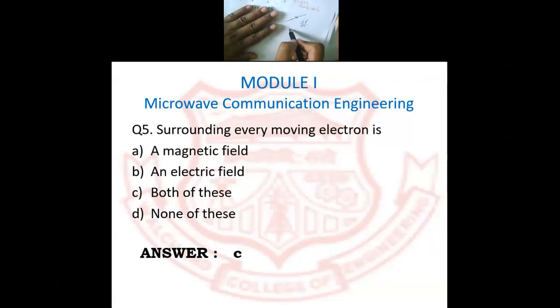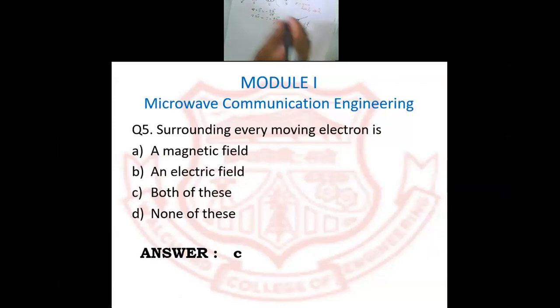We say that if the charge is static, there will be an electric field around it. And if there is a DC current, the charge is moving, a steady current, then around that particular wire there will be a magnetic field. So surrounding every moving electron, there is a magnetic field as well as an electric field. Next question.